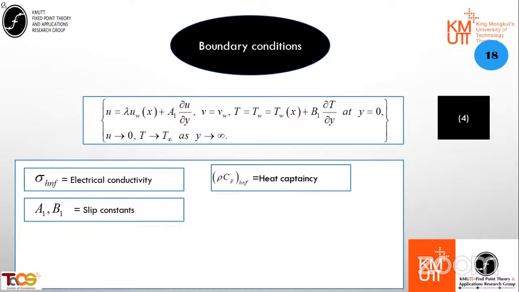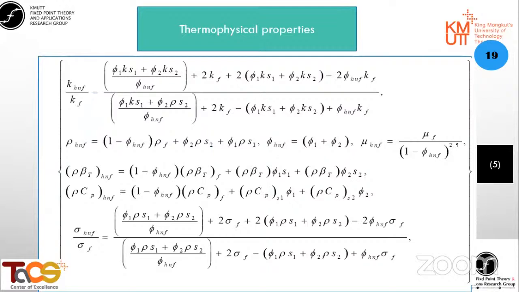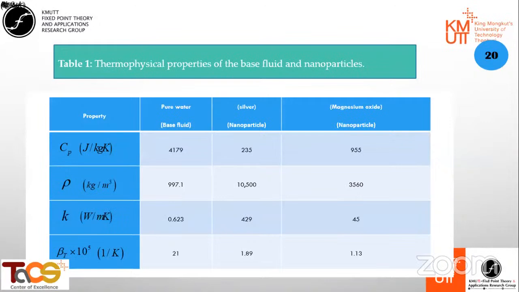On the basis of the above mentioned flow assumptions, we have some boundary conditions defined in equation number four, where sigma HNF is the electrical conductivity of the hybrid nanofluid, and rho CP HNF is the heat capacitance of the hybrid nanofluid, where A1 and B1 are the slip constants. These are thermophysical properties which we will use for the simulation of the problem. In this study, we will use silver and magnesium oxide nanoparticles because we have a hybrid nanofluid, and we will mix silver and magnesium oxide nanoparticles in our water. The thermophysical properties of these nanoparticles and water are defined in these tables.